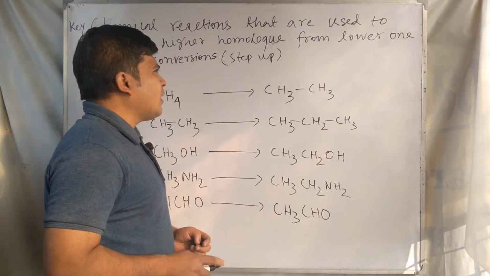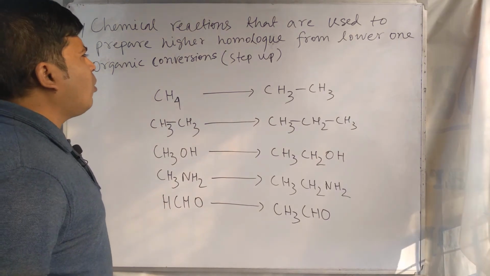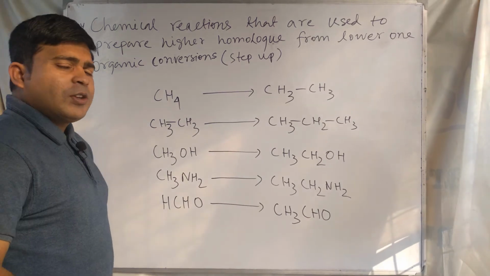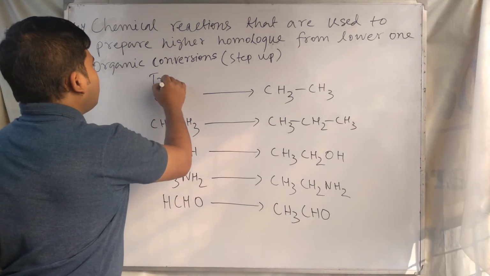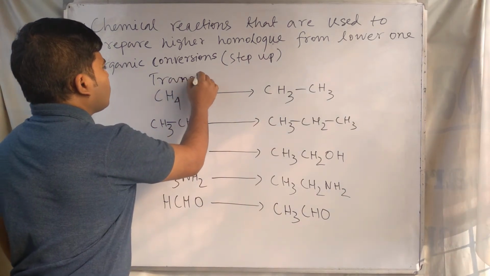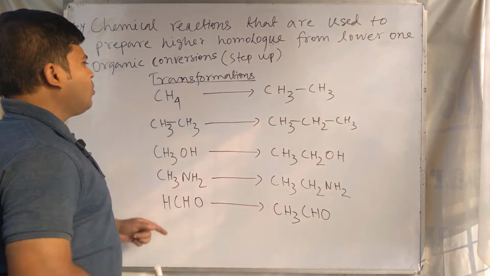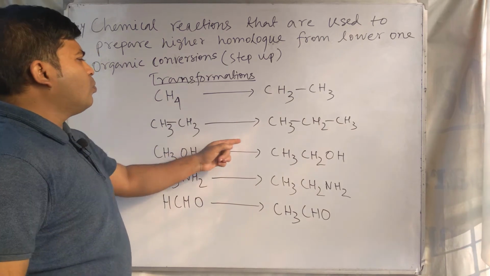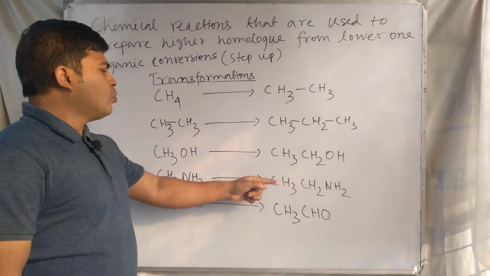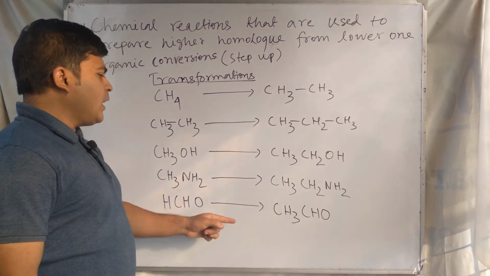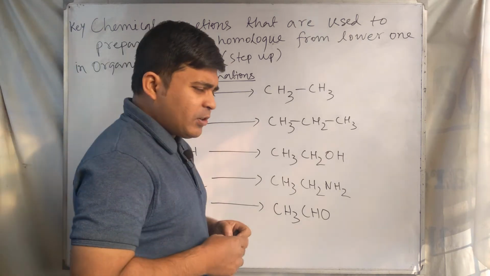Now we start the discussion regarding this topic: the key chemical reactions that are used to prepare a higher homologue from the lower one in organic conversions, step up conversions. Here you see these transformations or conversions: methane to ethane, ethane to propane, methanol to ethanol, methylamine to ethylamine, and formaldehyde to acetaldehyde. How can we carry out these transformations?